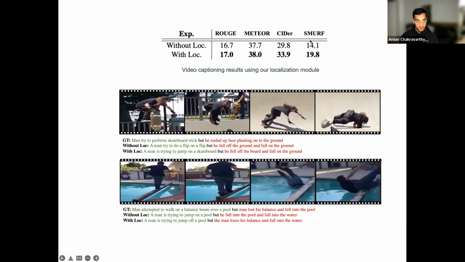Cider, and Spice. Just seeing an example, in the first video, the ground truth is a man is trying to perform a skateboard trick, but he ended up face planting onto the ground. Without the localization, it is a man trying to do a flip on a flip, but he falls off the ground and falls on the ground. And with the localization module, the caption is a man is trying to jump on a skateboard, but he fell off the board and fell on the ground. So we can see using a localization module helps make captions make more sense.